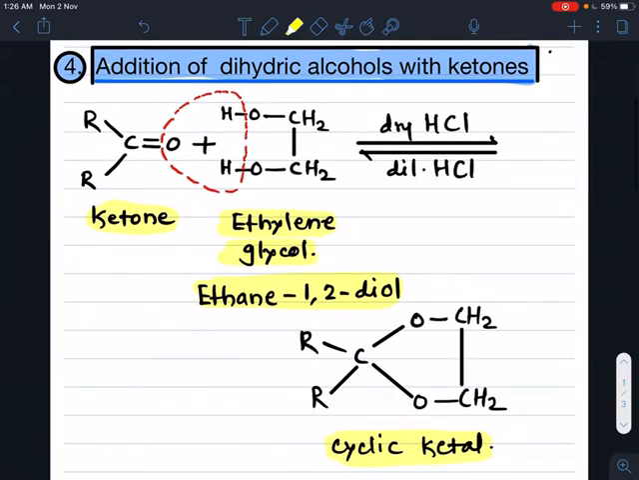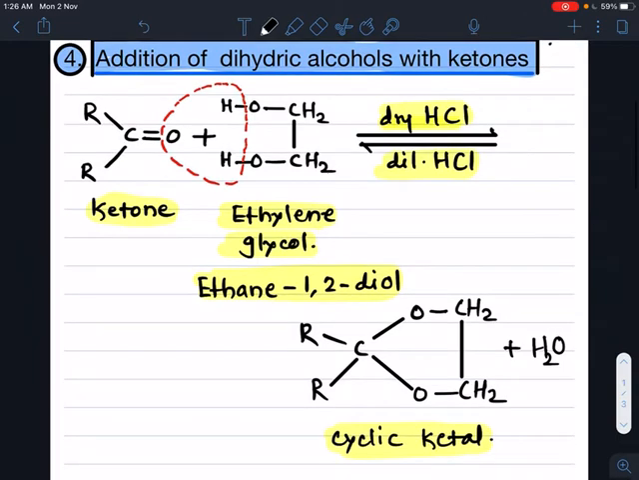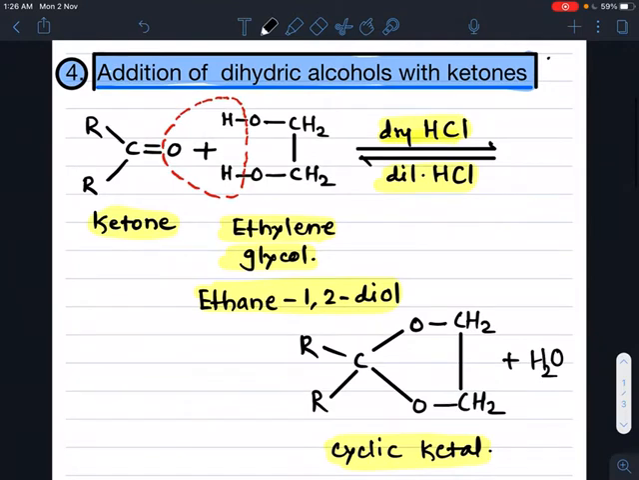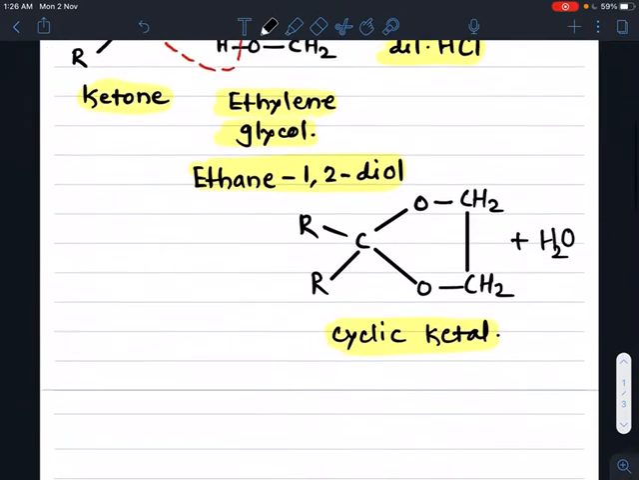Now this is the reversible reaction. In presence of hydrochloric acid, the reaction takes place in reverse, and in presence of dry HCl, meaning hydrogen chloride gas, it proceeds forward with removal of H2O. So the byproduct is H2O. Now let's take one more example. When this is a 1,2 diol, if we take a 1,3 diol with the ketone.